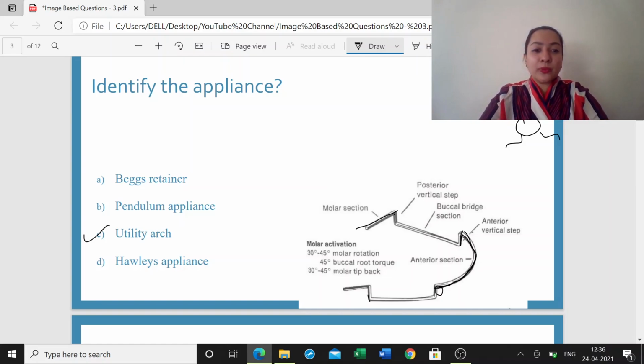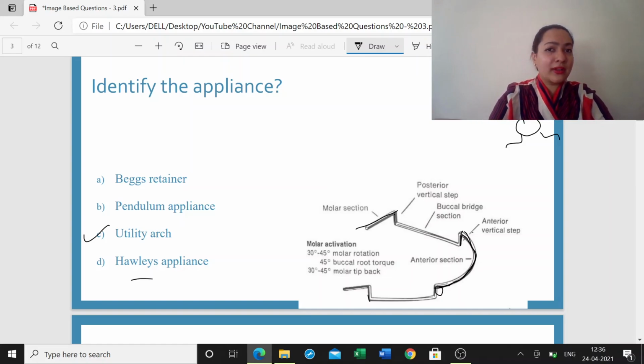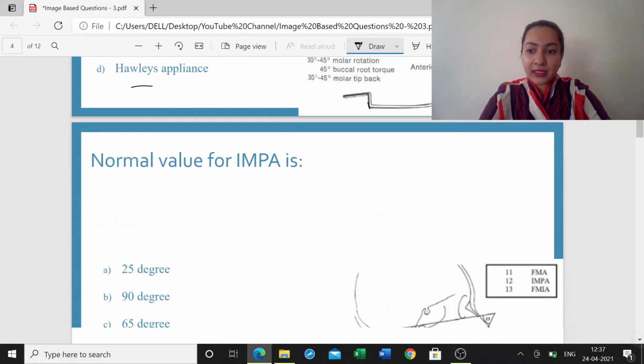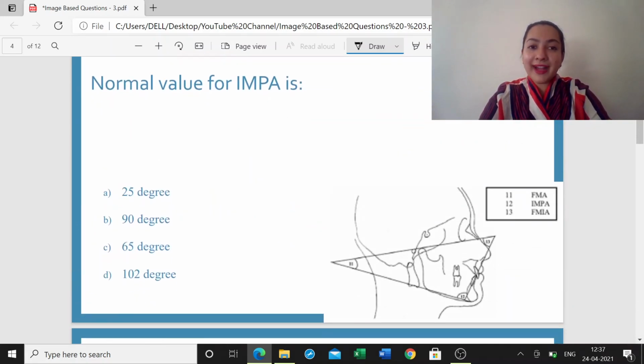Okay, the next option which you have is Hawley's appliance. You all are very well versed with Hawley's appliance. Moving on, the next question which we have is, what is the normal value for IMPA?